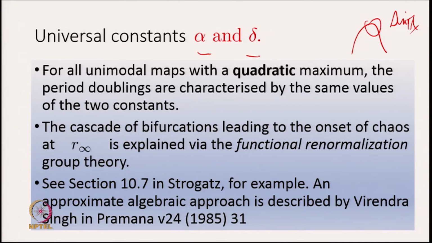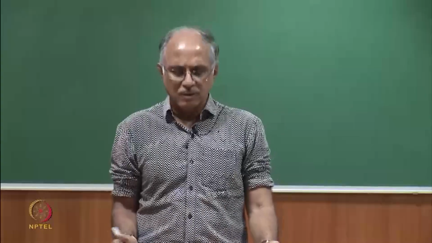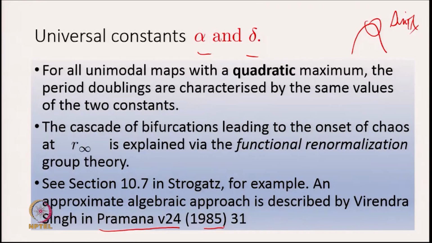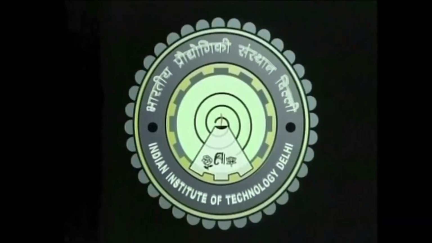Those of you who have a copy of the Strogatz book, you would like to see section 10.7 in that text, where this is discussed in detail. And there is a very nice perturbative argument and algebraic approach without renormalization, described by Virendra Singh in an article in Pramana in 1985. I would recommend that strongly for anybody who would like to take it and perhaps even apply it beyond just quadratic maps. Okay.